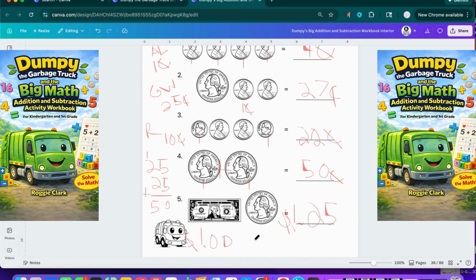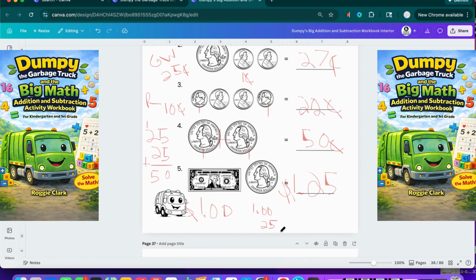How I figured that out, I took 1.00 and just added 25. Sorry, the paper is getting cut off, but I just added those together. You always want to show your work, so I'll do it on the side right here. So there you go, $1.25.